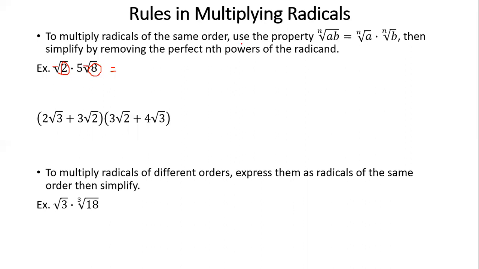So let's demonstrate. So, dahil pareho na nga po yung ating index, we simply multiply the radicands. So 2 times 8, that will become 16. But of course, 16 could be written as 4 squared.